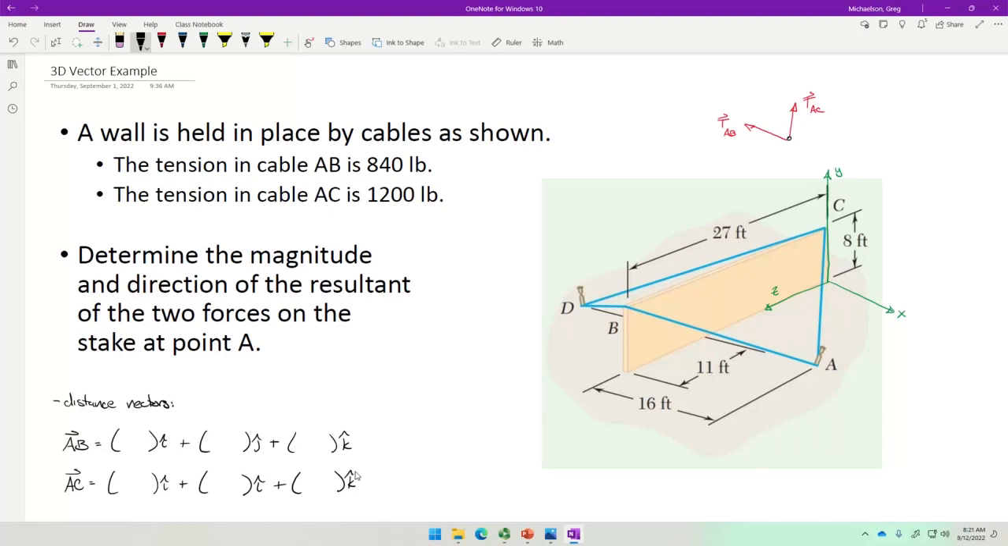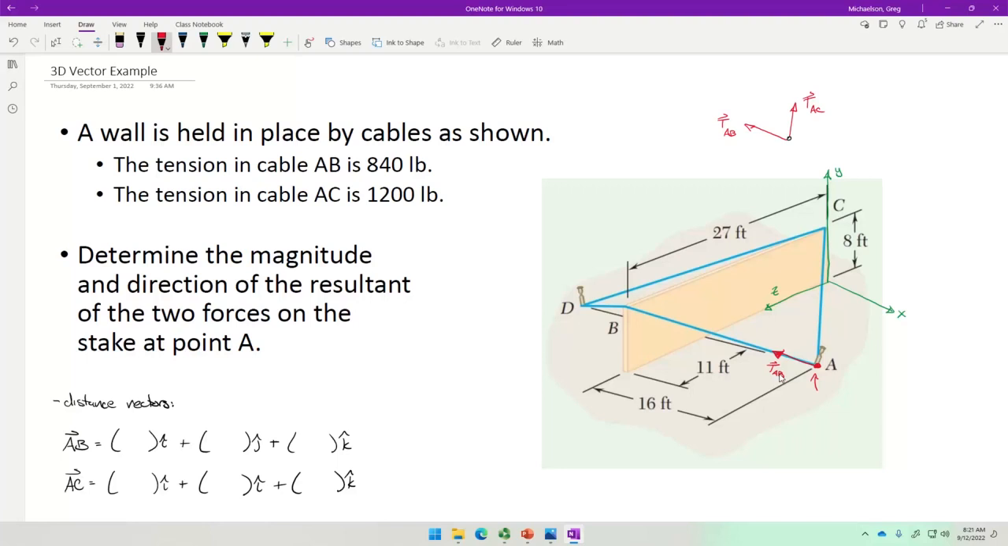Now, keep in mind, we're focused on point A, so let's deal with AB first. We have a tension in cable AB. So what that means is, if this is point A right here, then that force is going to be applied like that. That's tension AB. In other words, if this cable is holding this wall up, what's happening to this pin? That cable is wanting to yank on that pin like this. Does that make sense? All right, so let's deal with AB first.